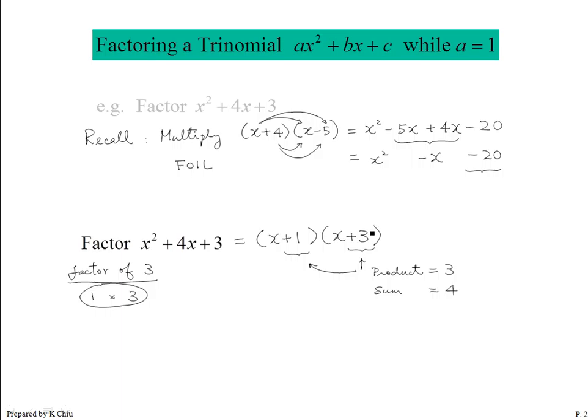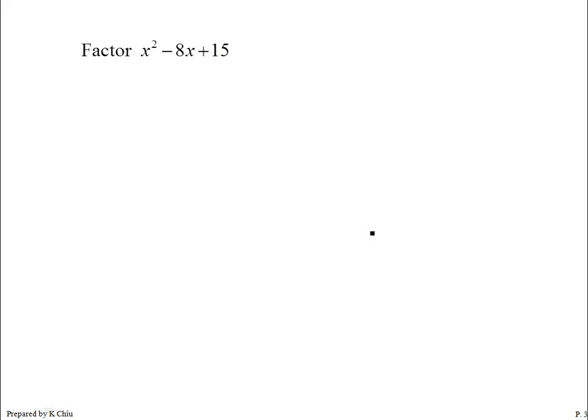Let's try another one. I want to factor x squared minus 8x plus 15. So once again, I make it become something times something, beginning with x and x here. I'm looking for two numbers that multiply to 15 and add together to negative 8.